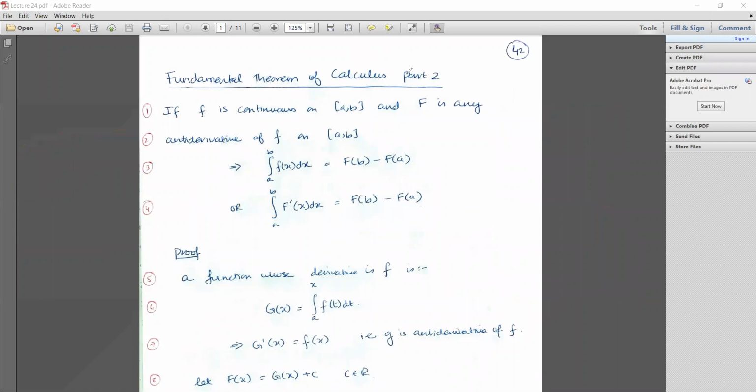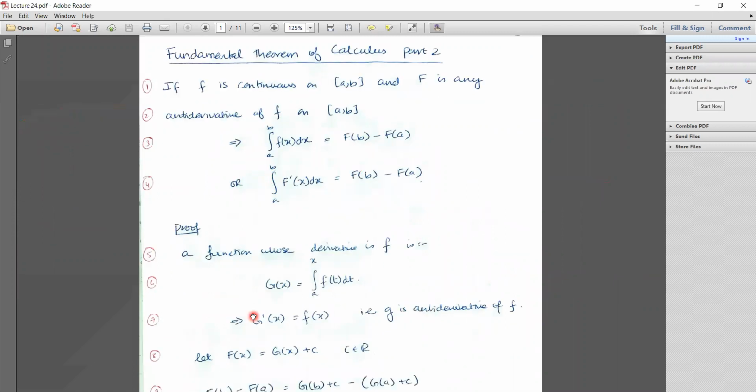Okay. So to prove this, we start with trying to define a function whose derivative is small f, or a function that is the antiderivative of small f, right? So one function that we know from the previous fundamental theorem is that this capital G of x, which I define as the integral from a to x of f of t dt, is an antiderivative of f. Why? Because the derivative of G is f. So G is the antiderivative of f, meaning the integral of f is G.